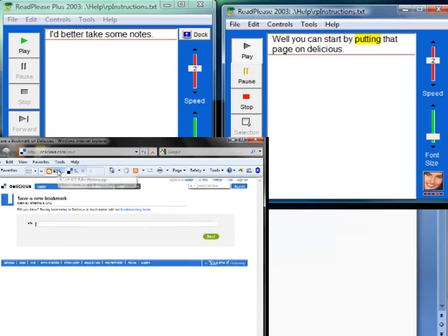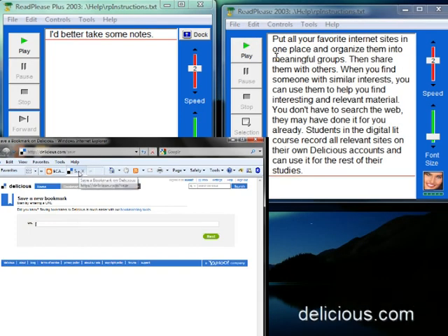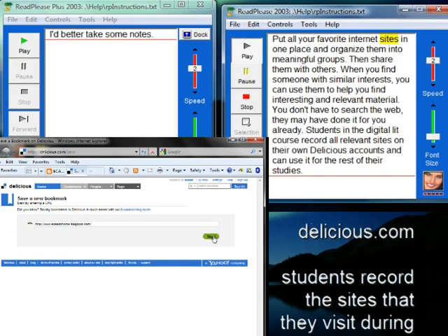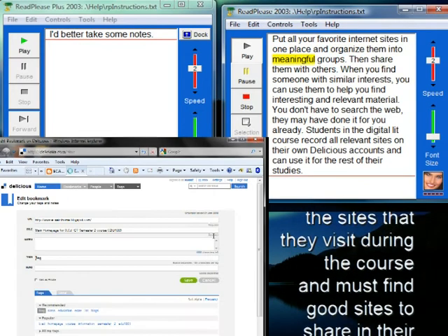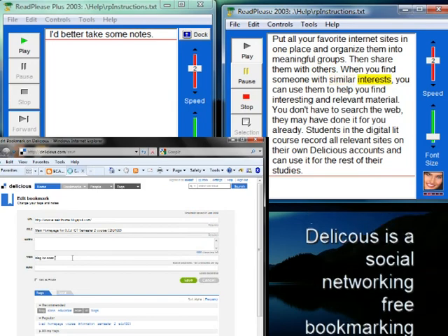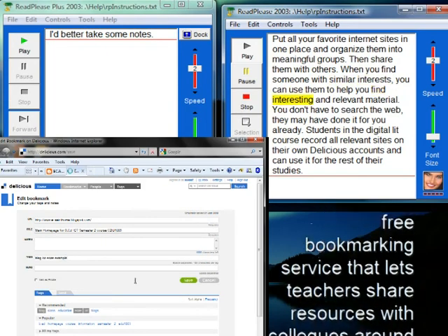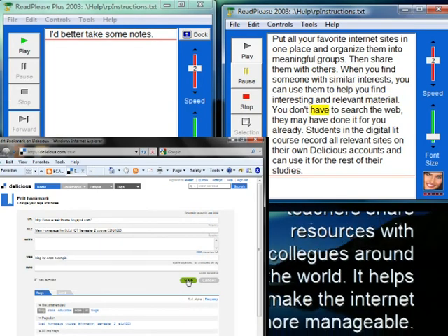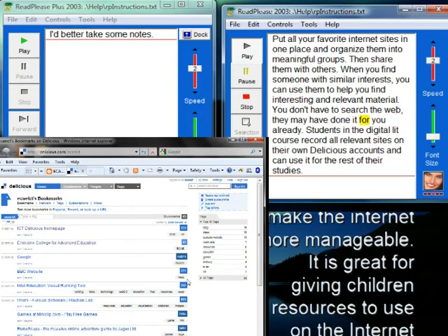Well, you can start by putting that page on Delicious. Put all your favorite internet sites in one place and organize them into meaningful groups. Then share them with others. When you find someone with similar interests, you can use them to help you find interesting and relevant material. You don't have to search the web, they may have done it for you already.